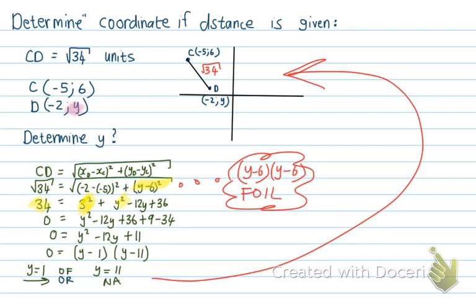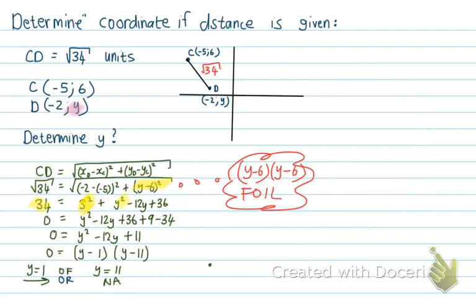Where does D lie? Does D lie closer to y is equal to 11 or closer to y is equal to 1? Remember, 1 would be around here and 11 would be way up there somewhere. So it's definitely 1. The 11 would be not applicable and y is equal to 1 is the answer. So what I have then is that the coordinates of D would be negative 2 and 1.